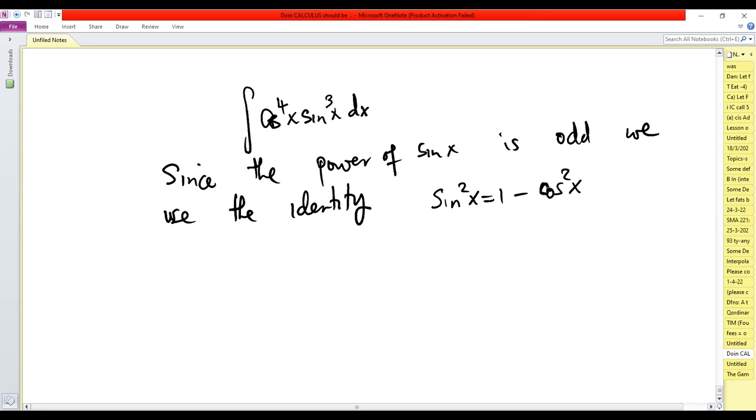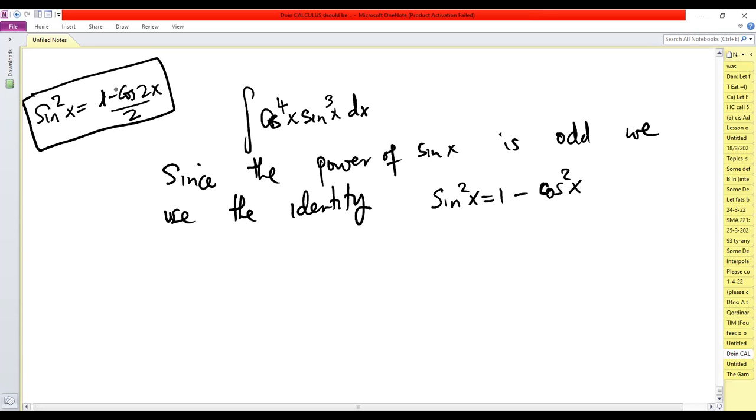So you really have to practice so that you know when you're supposed to use this identity and when you're supposed to use the identity sine squared x equals 1 minus cos 2x over 2. When the powers of sine and cosine are all even, then this is the correct identity to use. So do practice so that you know when to apply which identity to suit the given question.